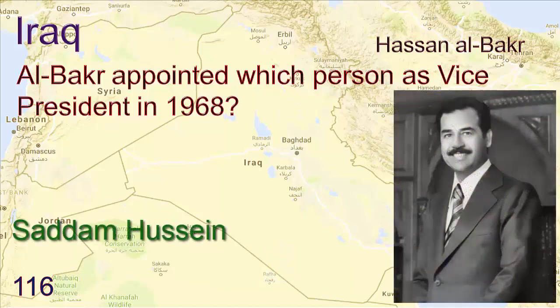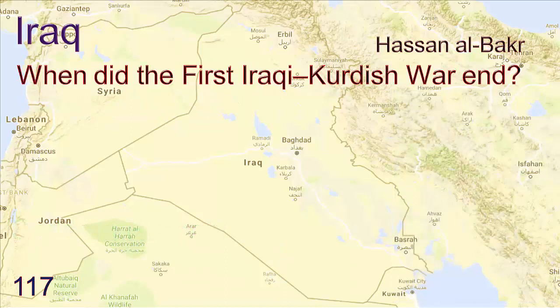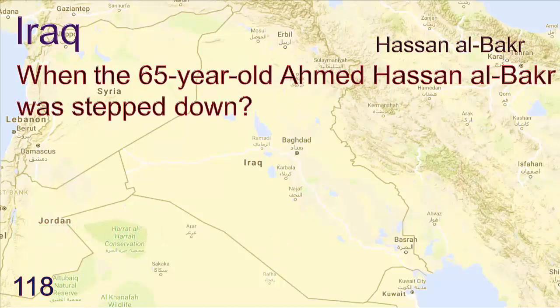Al-Bakr appointed which person as Vice President in 1968? Answer is Saddam Hussein. When did the first Iraqi Kurdish war end? March 1970. When the 65 years old Ahmed Hassan al-Bakr stepped down?